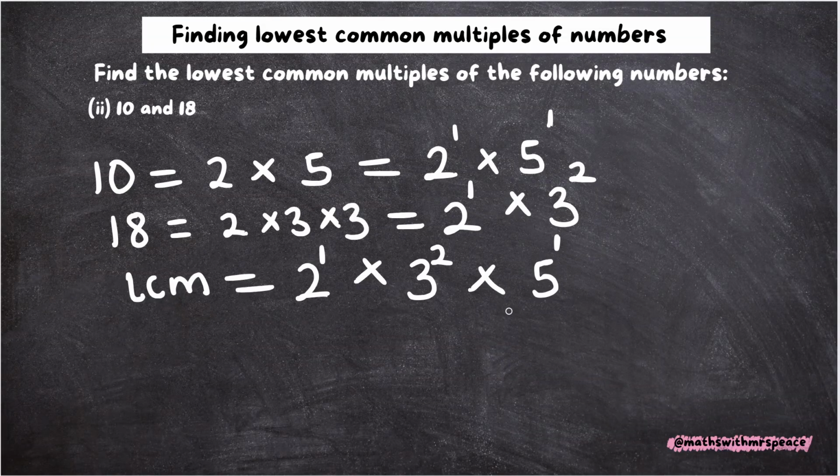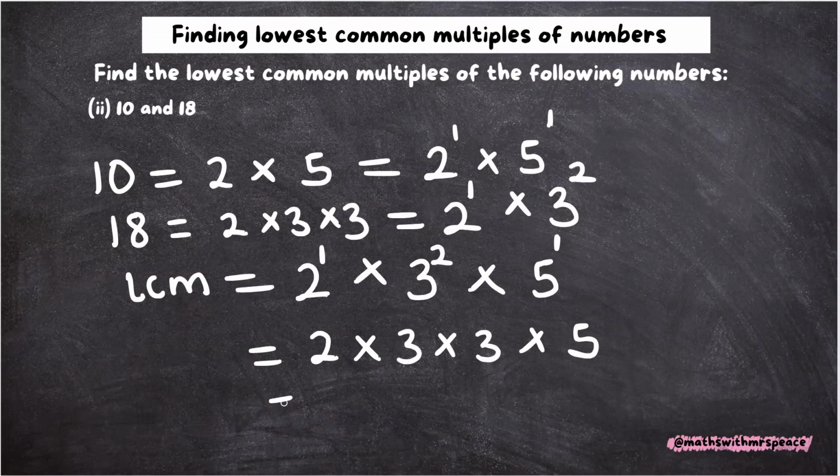So I'm going to expand this so that we can multiply. 2 raised to the power of 1 is just 2. 3 raised to the power of 2 will be 3 times 3. And then you have 5 raised to the power of 1, which will be just 5. So to expand this, 2 times 3 will give you 6. 6 times 3 will give you 18. And then 18 times 5 will give you 90. So it means that the LCM of 10 and 18 will be 90.